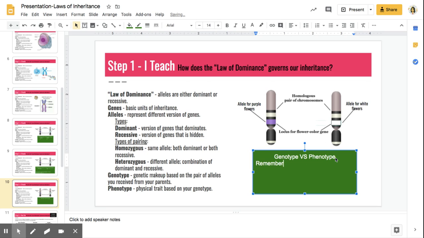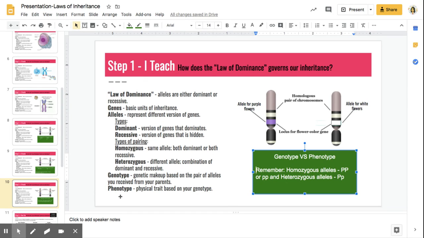So first, remember that we have homozygous and heterozygous. Let's start with homozygous alleles, which could either be both dominant or both recessive. And heterozygous alleles, or pair of alleles, which is a combination of the dominant and recessive trait.